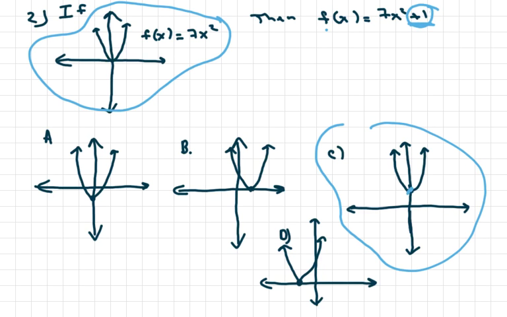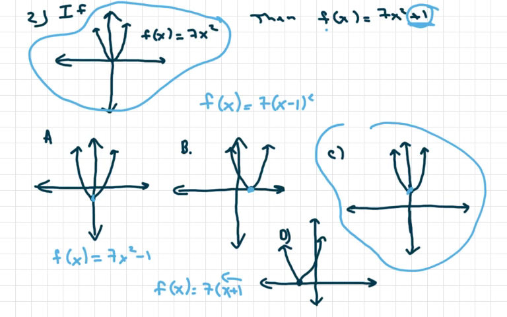The one shifted down would be f of x equals 7x squared minus 1. This is a shift to the right, and the way you would write that is f of x equals 7 times x minus 1 squared, plus 1, I'm not going to add that. And this one is the same thing, a shift to the left. So this one would be f of x equals 7 times x plus 1 squared. So basically answer C there.